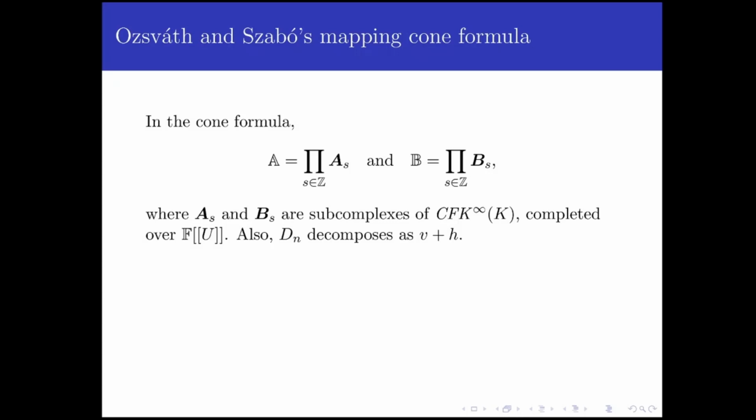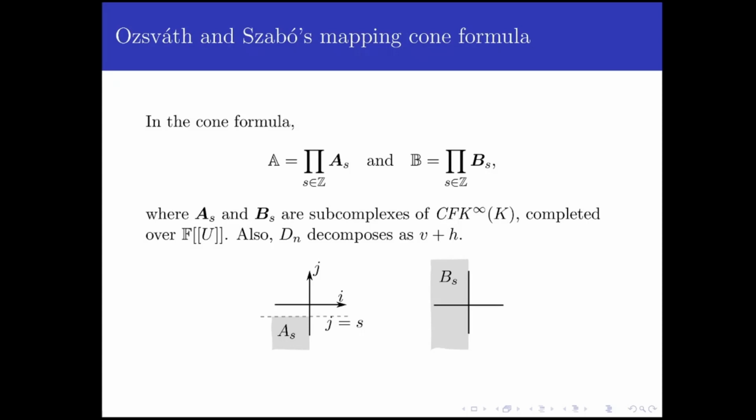The map D_n decomposes as v plus h, where both v and h have a very predictable shift in the indices. A_s and B_s, we can schematically indicate, take a form like this. A_s is a quadrant, consisting of all the generators which have filtration level in a certain quadrant, and B_s consists of all the generators which have filtration level in a certain half plane. A_s clearly depends on s, in the sense that it's everything below the line j equals s.